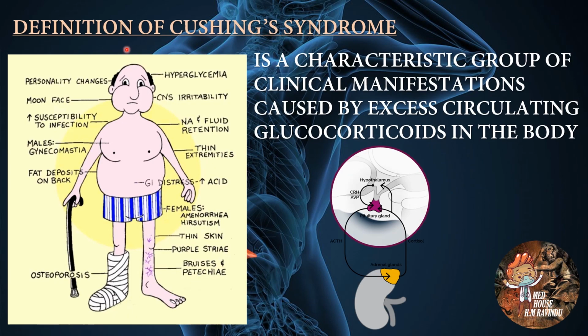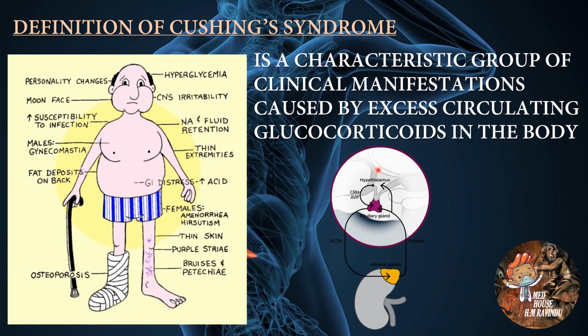First of all, let's see what is the definition of Cushing's syndrome. Cushing's syndrome is a characteristic group of clinical manifestations caused by excess circulating glucocorticoids in the body. In this picture, you can see clinical features of Cushing's syndrome. The most common clinical features are hyperglycemia, thin extremities, thin skin, purple striae, moon-like face, and osteoporosis. Later we will talk in detail about clinical features.